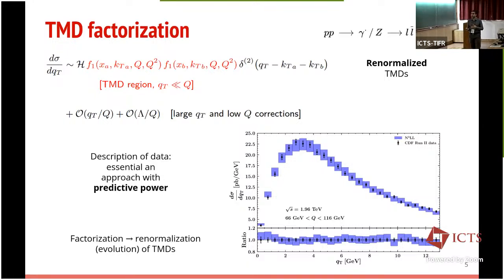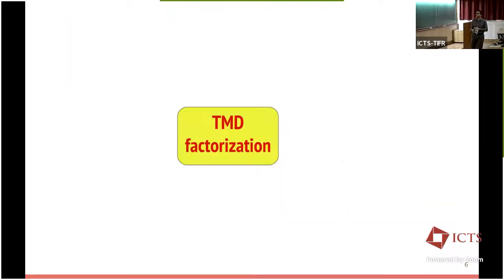You really need to have something that tells you how your TMDs evolve with the two evolution scales. You really need to implement the evolution equations in the TMDs, which are what make the formalism predictive. And those evolution equations come directly from the way you factorize this cross-section. So the two things are really connected to each other. Okay, so where does TMD factorization hold?